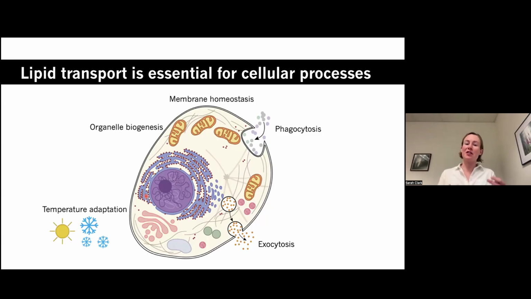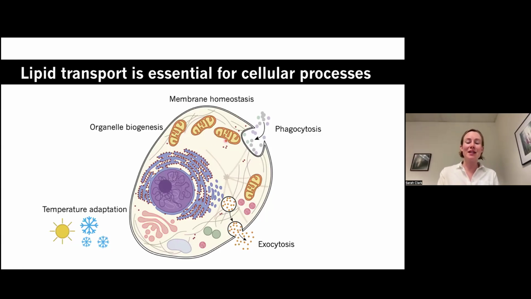If you put a cell in a cold environment, for example, it's going to have to modify its membrane in order to survive. All of these different processes require an input of lipids, and for some of them, a very large input of lipids that has to happen very fast. For phagocytosis, you need to grow a large portion of membrane very quickly in order to engulf something in the extracellular environment. And most of the lipids in a cell are made in the endoplasmic reticulum, shown in purple here.